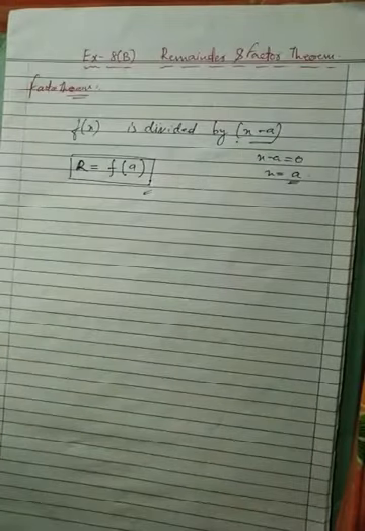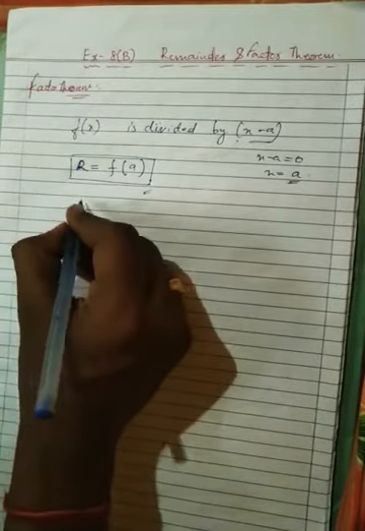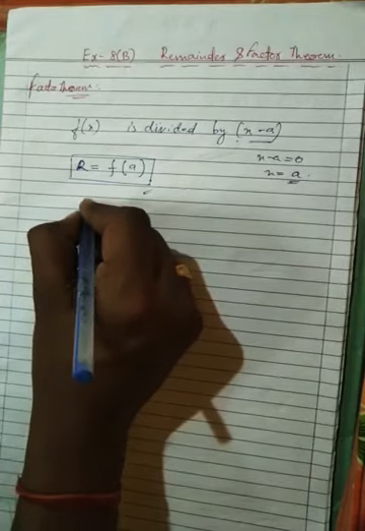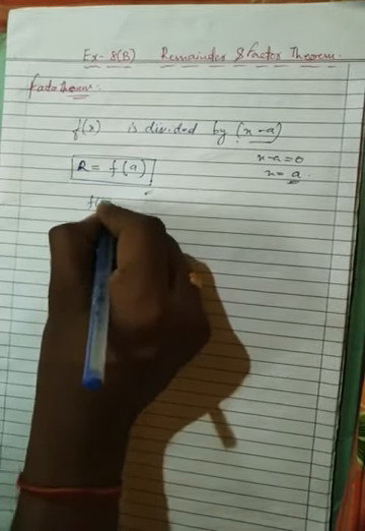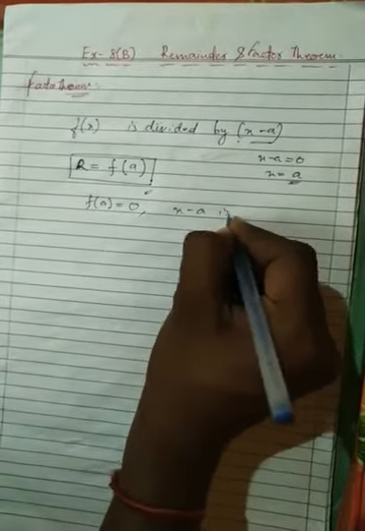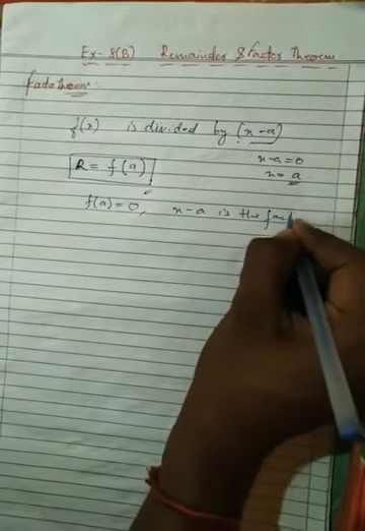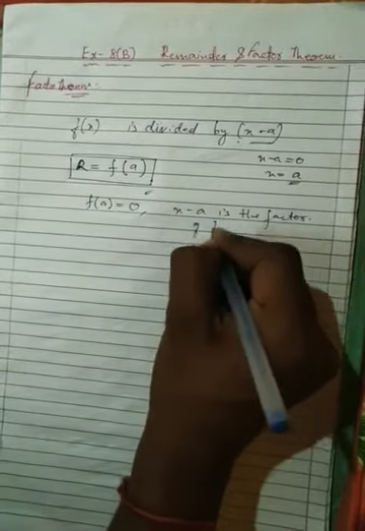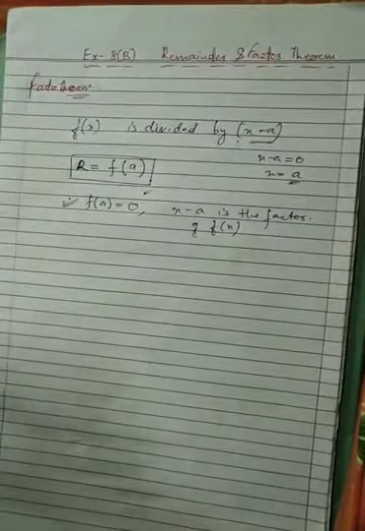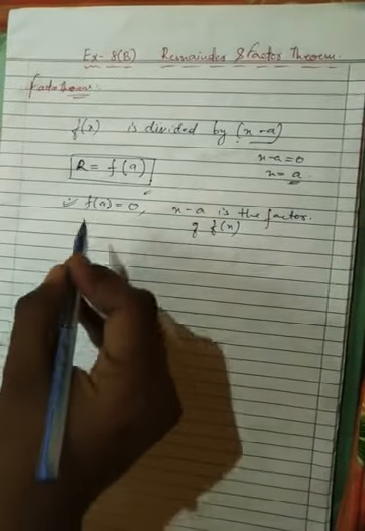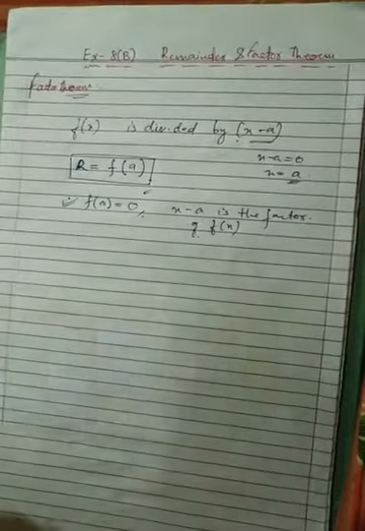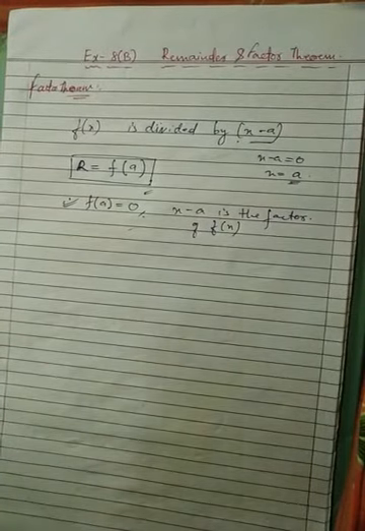Okay, and if I get that f of a value as 0, it means x minus a is a factor of f of x. So this is the important thing which we get from the factor theorem. According to the factor theorem, if f of a, the remainder, comes 0, it means x minus a is a factor of f of x.